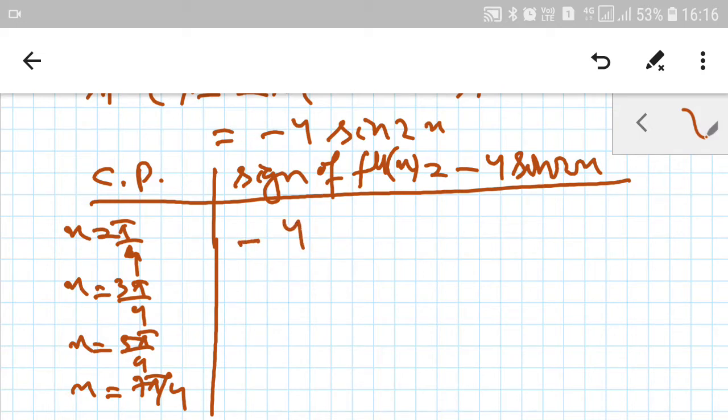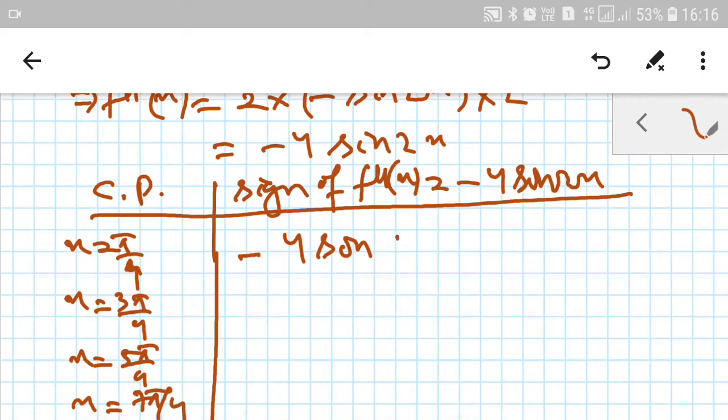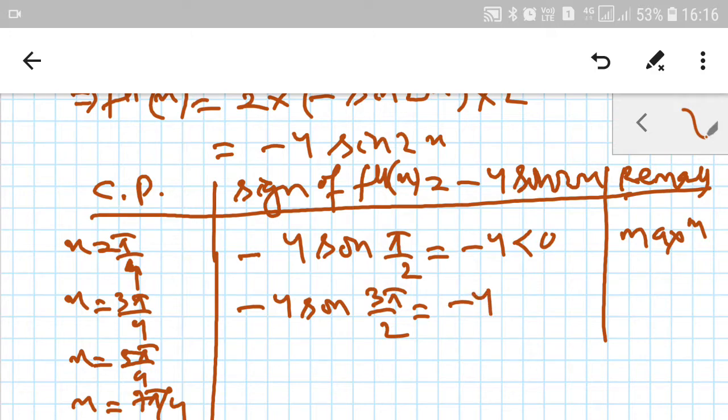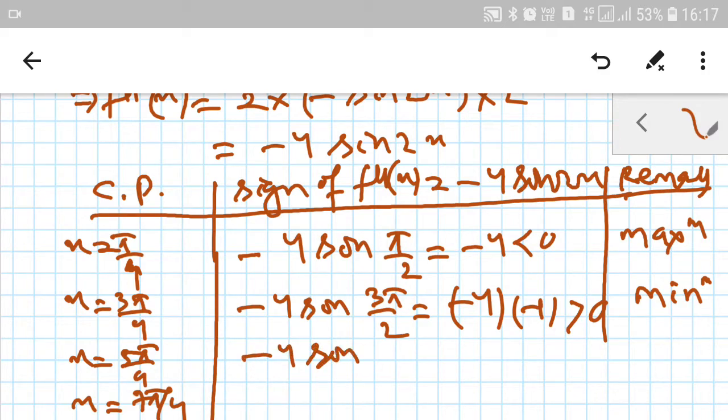So this is negative 4 sin 2 into pi by 4, which is pi by 2. This is equal to minus 4, which is negative. Then I will have a remark column here. So it is a point of maximum. Next it is minus 4 sin 3 pi by 2. It will be just the opposite of pi by 2, so it will be minus 1, and minus 4 times minus 1 is greater than 0, so it is a minimum.